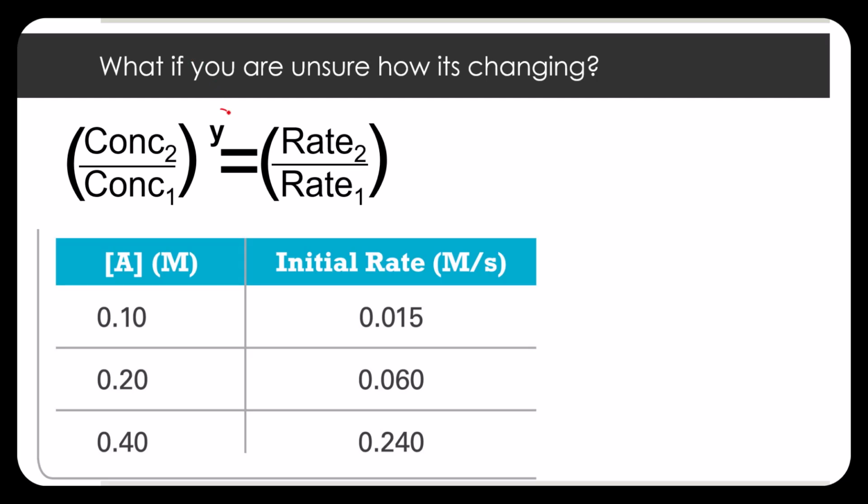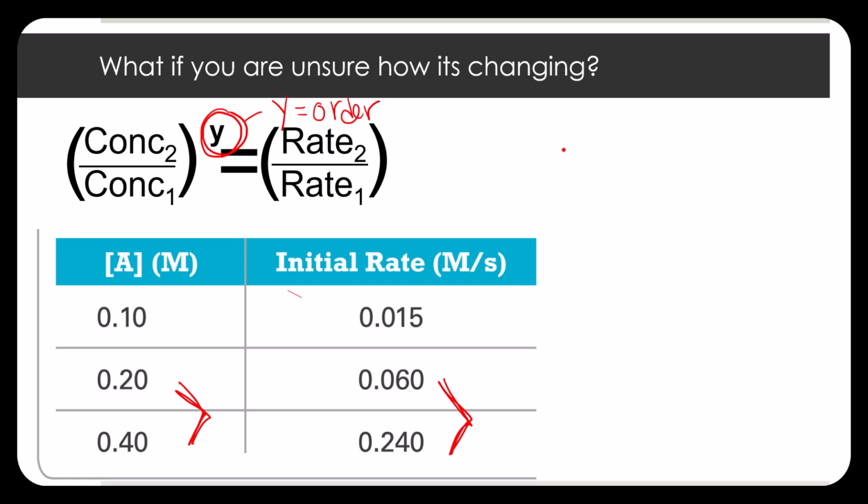And what we are solving for in this case is y. And y is going to equal the order. So if y equals 0, 0 order. If y equals 1, first order. Y equals 2, second order. So that's what we're going to solve for. Okay, so let's plug in the data and let's stick with the trials that we were looking at here and here.